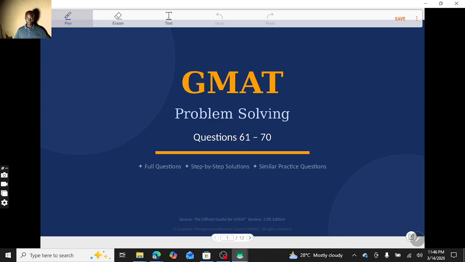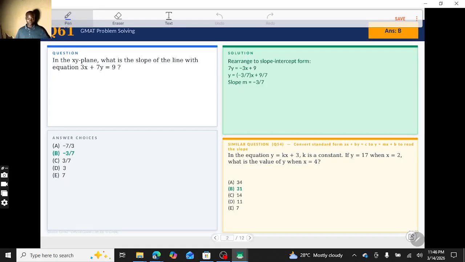Welcome back. Now solving questions 61 to 70 out of the 230 questions. The purpose of the 230 questions is to build enough foundation for the GMAT problem solving. Let's now go to question number 61. So here is already the solution.